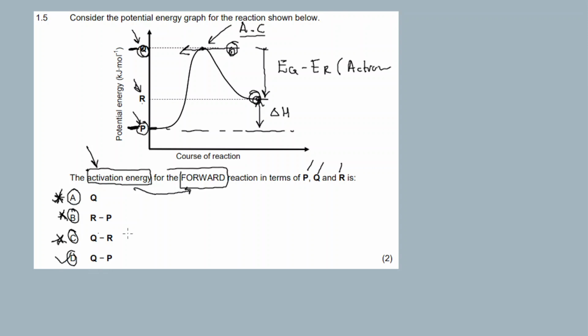We eliminate that one, it's the activation energy, but for the reverse reaction, and then D is the activation energy for the forward reaction. So our answer is D. It's QP. So yeah, our video is finished here, guys.